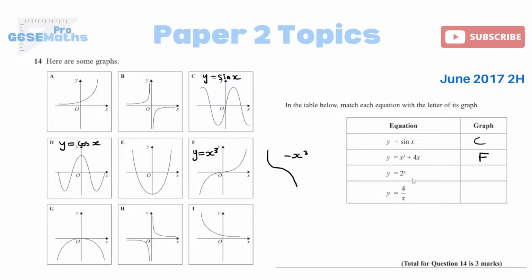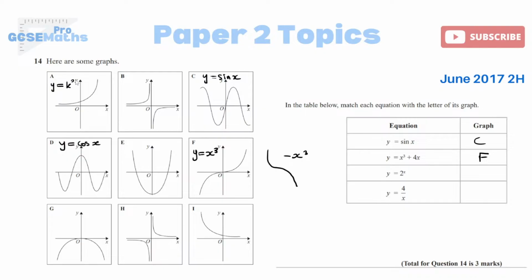Then the third one, this is the exponential graph, isn't it? Something to the power of x. So we have actually got 2 that are exponential graphs. You see we've got A and we've got I. So again, you need to know not just roughly what it looks like, but more specifically, is it A or is it I? Well, because it's a 2, it's this one.